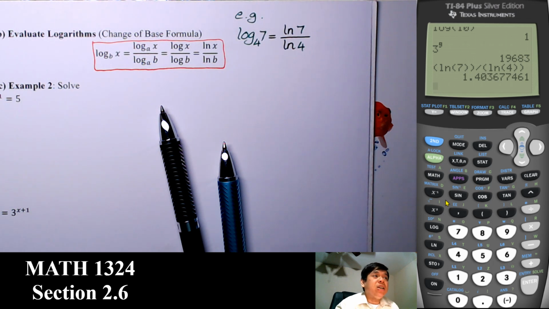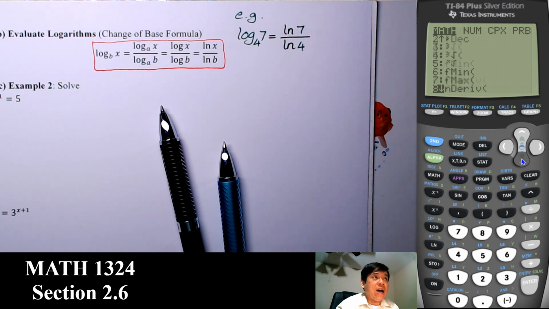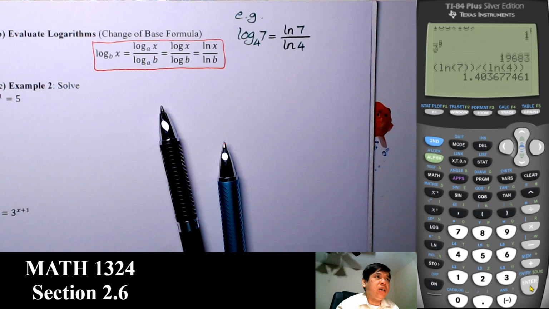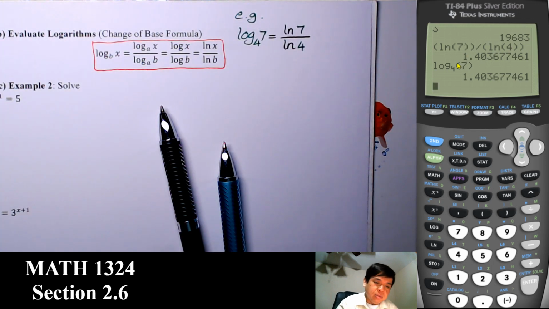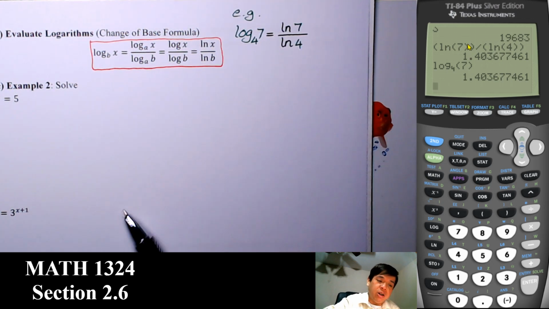Now, if you have this calculator and you hit math and go way down to the option that says log base, you can just enter it exactly as we see it. Of course we have the same thing, right? So either way, when we have a log of a different base, if your calculator cannot use the log base, you just have to use the change of base formula, and I prefer to use ln.